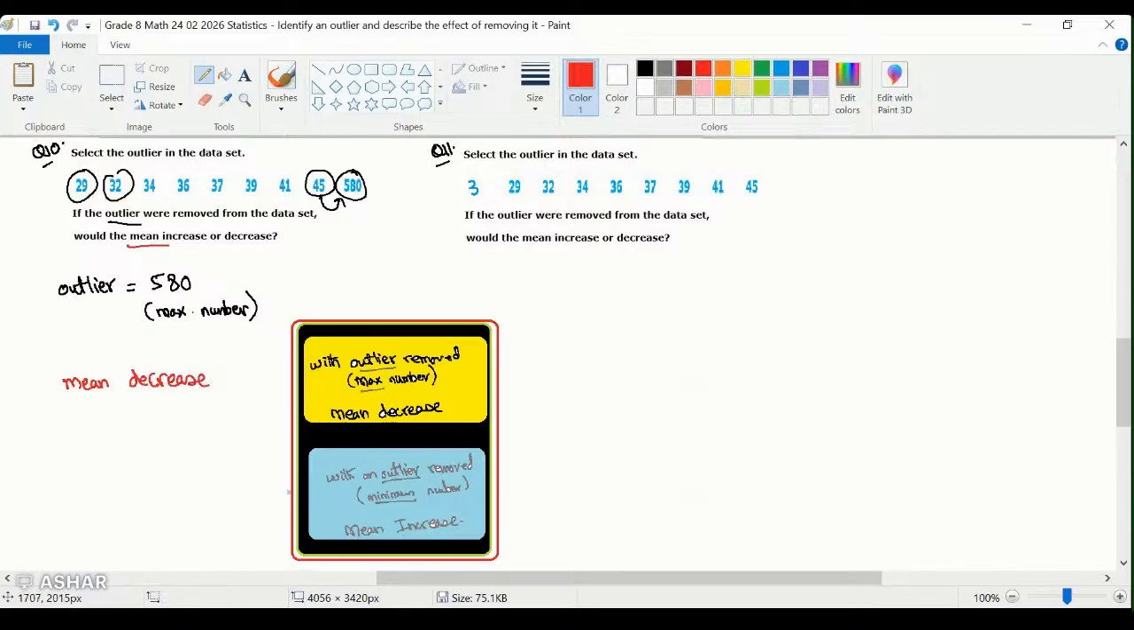Okay, let's look at the other question. In this case, 3 and 45 are the numbers. The difference over here is 26. The difference over here is just 4. That means the outlier for this question is 3, which is the least or the minimum number.